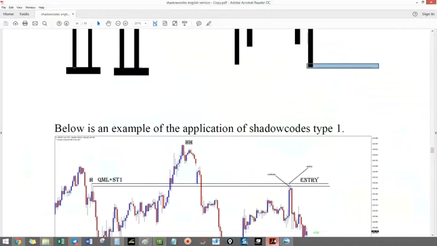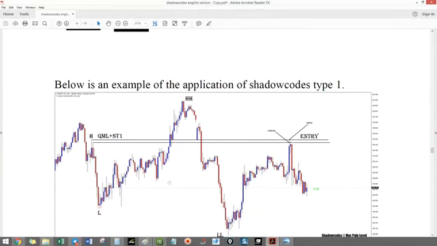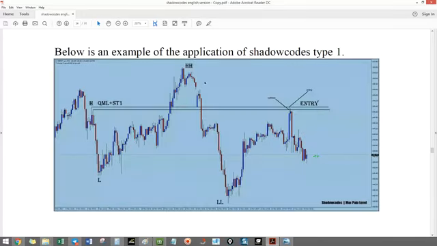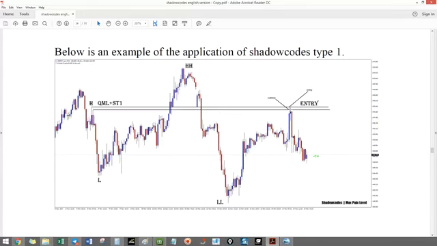Okay, let's continue reading this. Below is an example of the application of Shadowcode type 1 using QM. So this is the application of ST1 using QM. This high, low, higher high, lower low, and then we will have our entry here. And why I write cut loss here is because it's floating. If it floats, you just cut and then ready to enter at the ST1 high.